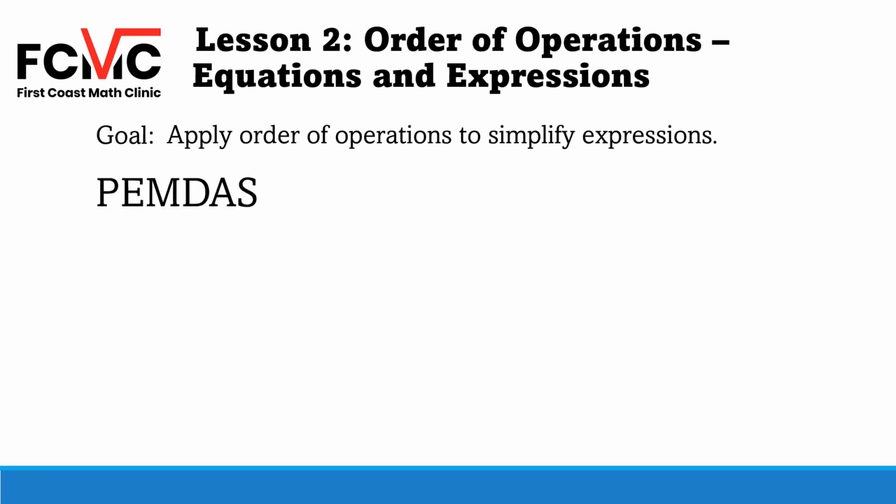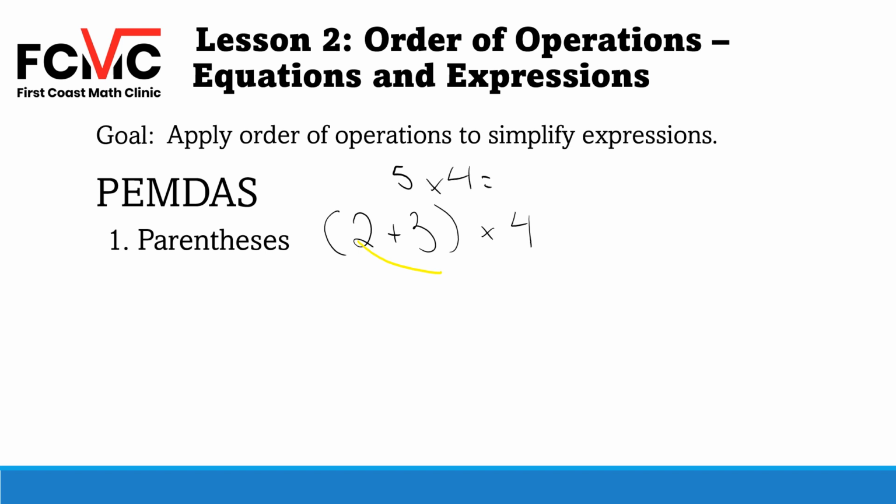So you may know the acronym for order of operations as PEMDAS. So what does PEMDAS stand for? P stands for parentheses. So that's the first thing we're going to do for our order of operations. So basically, if we have an operation in parentheses, like 2 plus 3 times 4, we're going to do the 2 plus 3 first. We get 5, and then we multiply by 4, and we get 20. So whatever happens in the parentheses goes first, and then we do whatever's outside the parentheses.